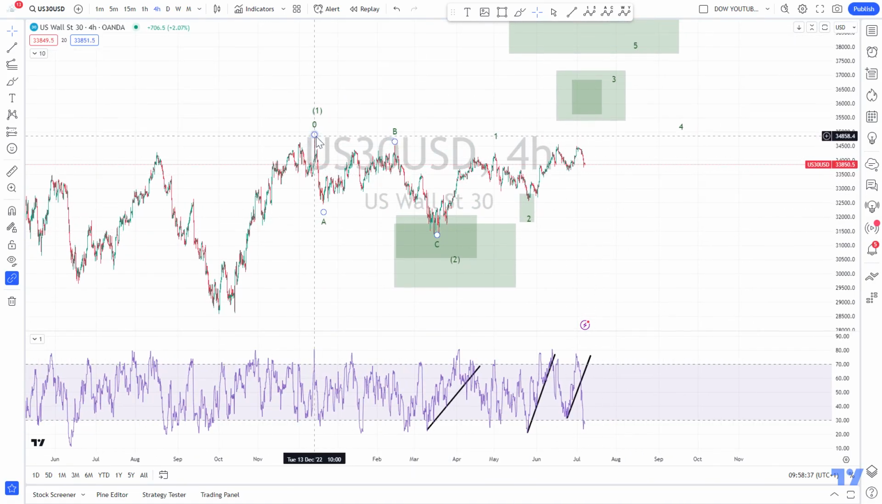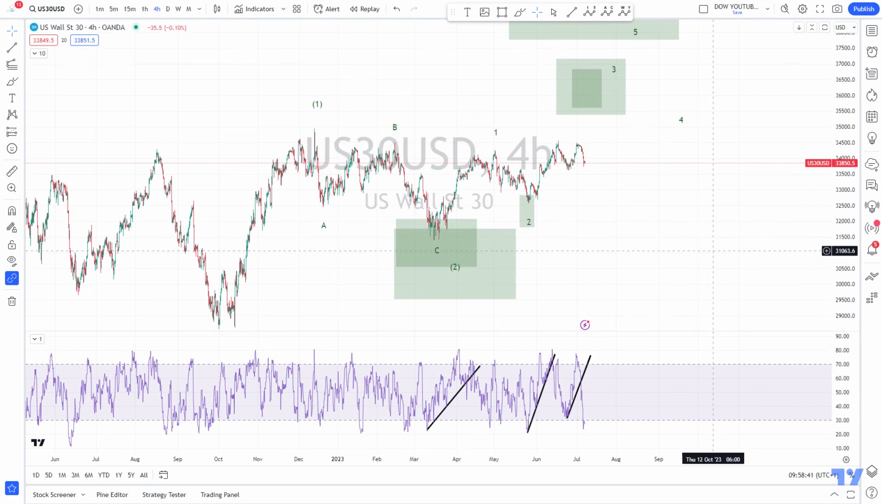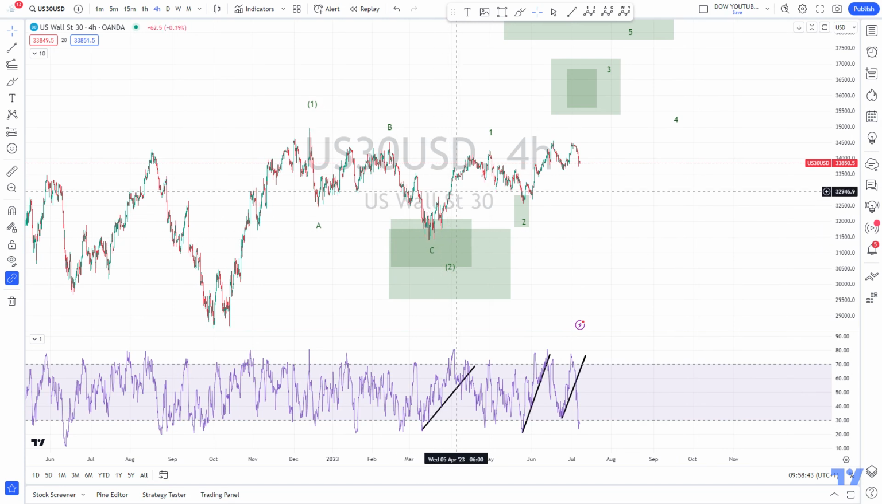So this is wave 1 high, wave 2 low, and then again here, nice structure. We had a first impulse up as a wave 1, then wave 2 down again as an ABC. Very nice reaction here from the 0.5 FIB retracement.